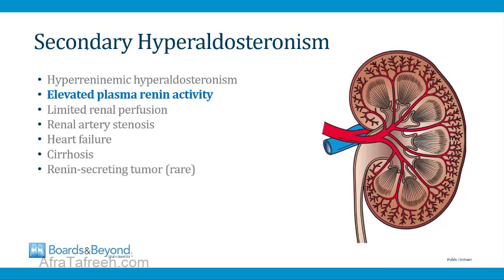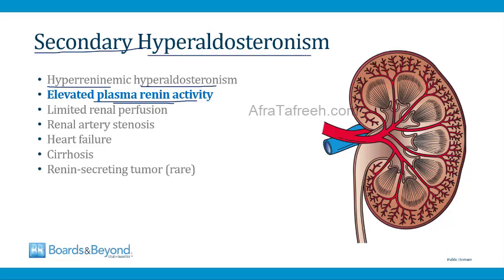And then we'll finish this video with one slide on secondary hyperaldosteronism. This is also called hyperreninemic hyperaldosteronism, and it can lead to resistant hypertension and even hypokalemia, just like primary hyperaldosteronism. But in secondary disease, there's an elevated plasma renin activity. When you get this finding of an increased plasma renin activity, it means that the kidneys are releasing too much renin, and that's what's causing hyperaldosteronism.